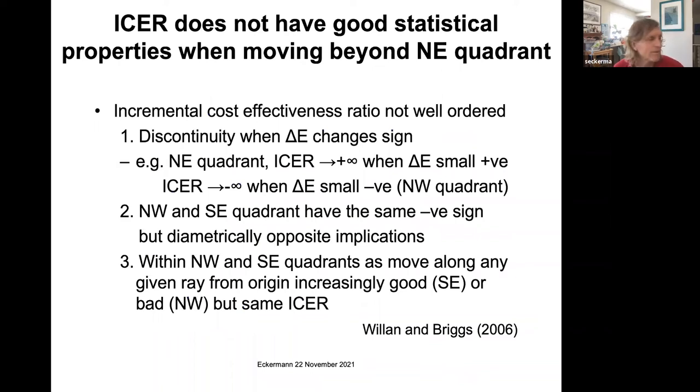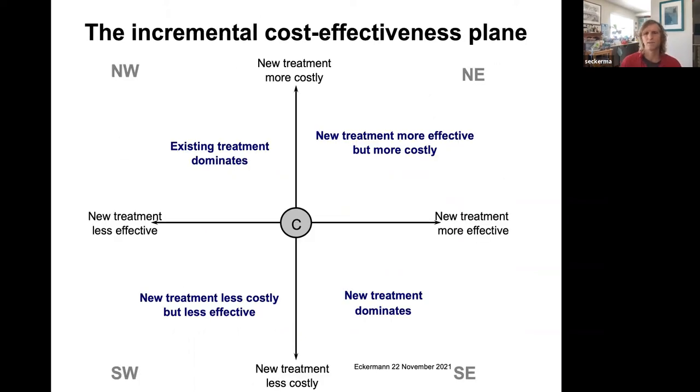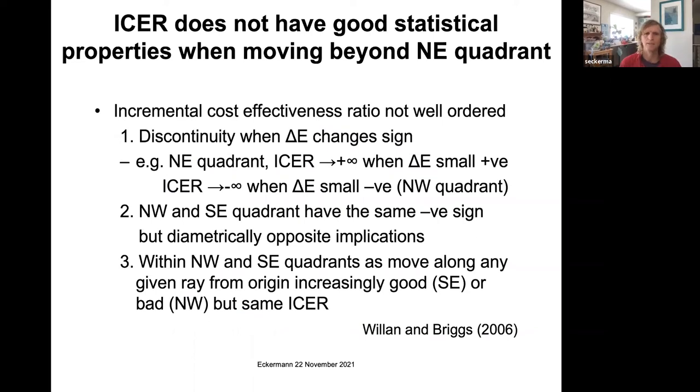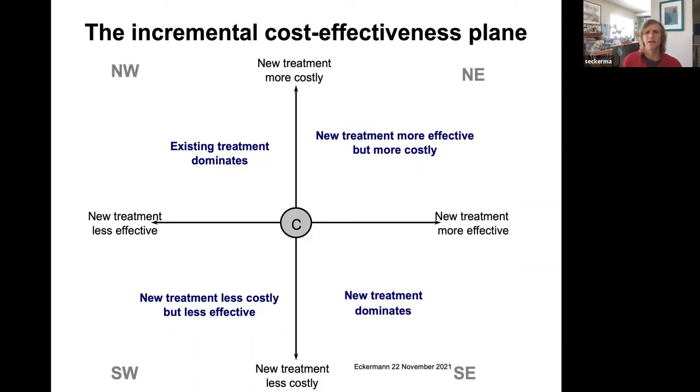So as I've alluded to, the incremental cost effectiveness ratio, which is what had been traditionally used, doesn't have good properties. If I go from something which has a slightly positive effect to a slightly negative effect, and it has the same cost, it goes from basically positive infinity to minus infinity. It's the ultimate discontinuity. In the northwest and southeast quadrants, they both have negative ICERs. You've got a negative ICER where you have negative effect and positive cost, or negative cost and positive effect, but they clearly have very different implications. In one, it's dominating, and in one, it's dominated.